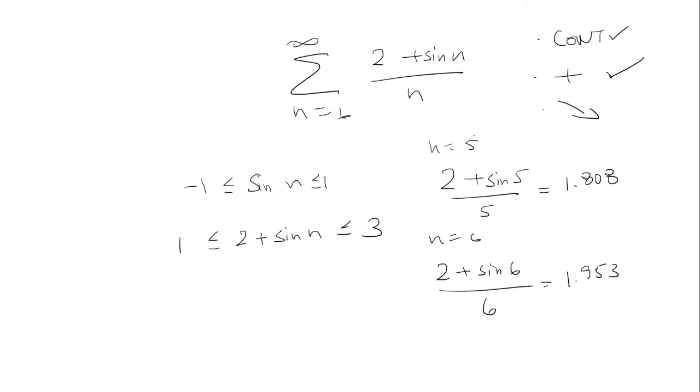So as you can see, n increased by 1, but a sub n ended up increasing as well. According to this third condition, it has to be decreasing. So we would expect this number to be smaller than 1.808, but because it's larger, we cannot use the integral test.